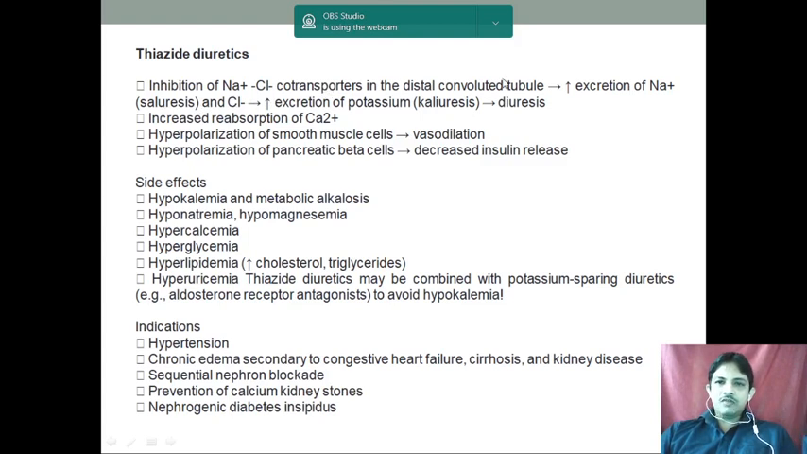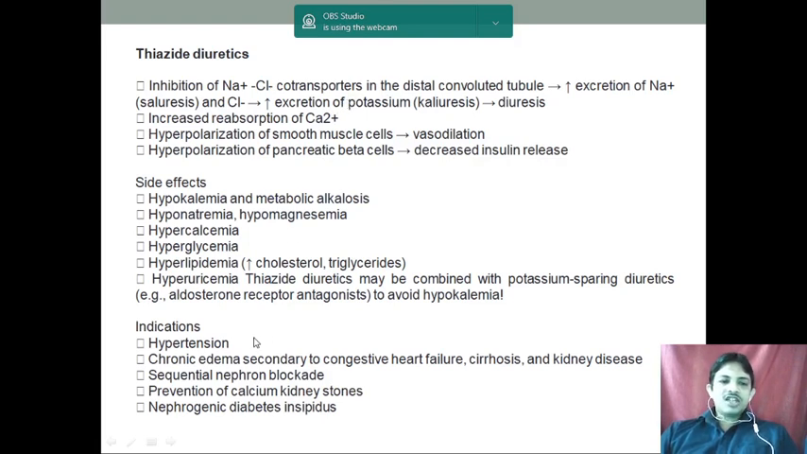in the distal convoluted tubule and increase the excretion of water and chloride, and also increase the excretion of potassium, and so it is called a diuretic. But they increase the reabsorption of calcium. Now, hyperpolarization of the smooth muscle causes vasodilation. Hyperpolarization of the pancreatic beta cell decreases the insulin release. So these are the effects.